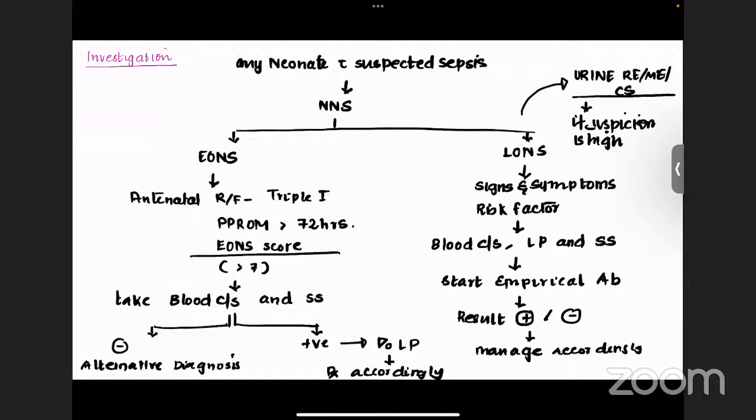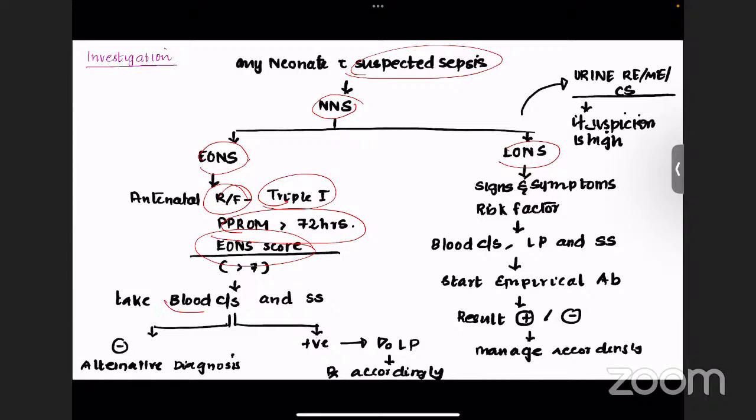It's simple. Investigations: any neonate with suspected sepsis, it could be early onset or late onset. As I said, early onset neonatal sepsis has risk factors like triple I, that is chorioamnionitis. If the PPROM is more than 72 hours, then you do a scoring called the early onset neonatal sepsis score, which is based on the PGI Chandigarh score, where we look for a score of more than 7.